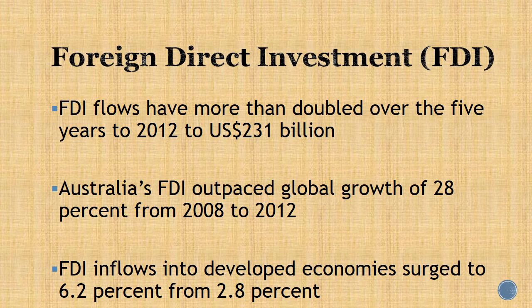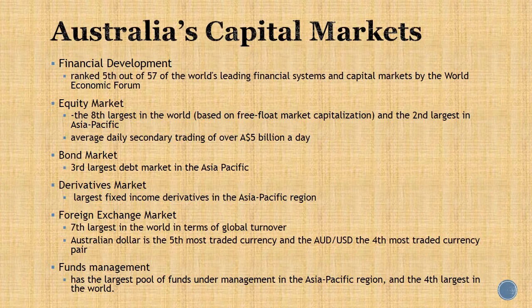Australia's foreign direct investment, or FDI, flows have more than doubled over the 5 years to 2012 and are now equivalent to $231 billion. Their FDI outpaced global growth of 28% from 2008 to 2012. Their FDI inflows into developed economies surged to 6.2% from 2.8%.